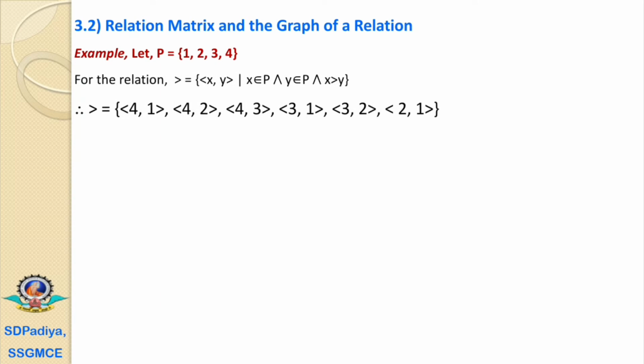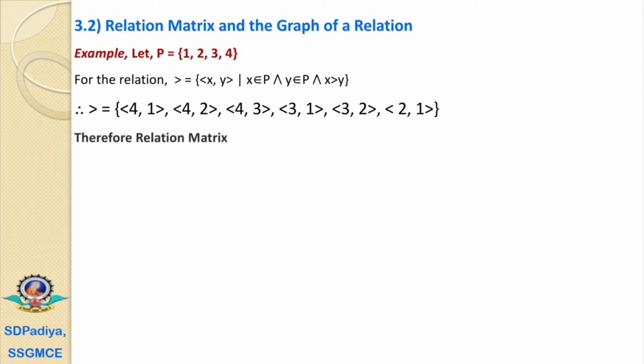We'll discuss some examples. Let P be a set of 4 elements 1, 2, 3, 4. Then for the relation greater than, it is a set of ordered pairs x, y such that x belongs to P and y belongs to P and x is greater than y. Therefore, for the greater than relation, it is a set of ordered pairs (4,1) because 4 is greater than 1, (4,2), (4,3). Then (3,1), (3,2) and (2,1).